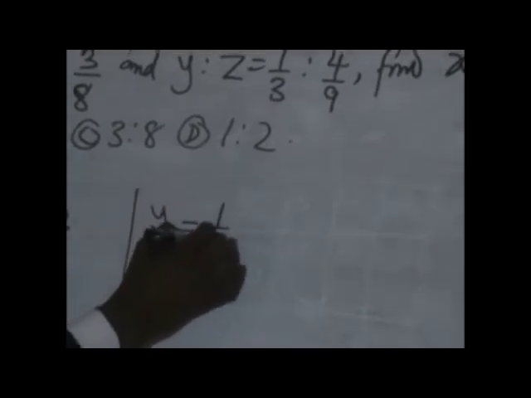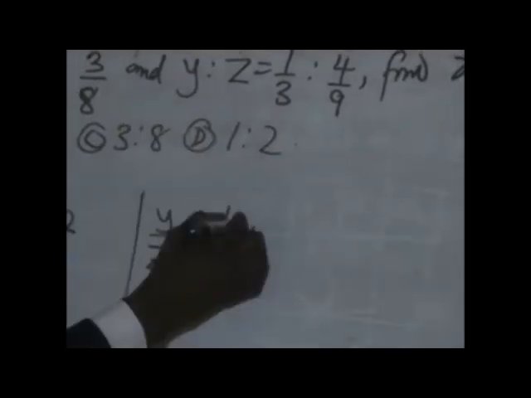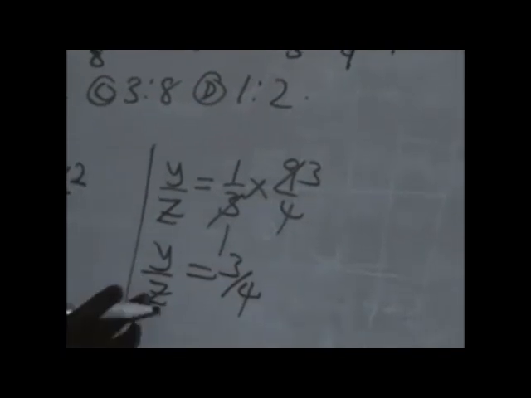Similarly, we do the same for the other one, which says y over z equal to 1 over 3. We invert 4 over 9 to be 9 over 4. 3 here 1, 3 here 3. Okay, so y over z equal to 3 over 4. Alright, we make z the subject of the formula because it's part of the requirements. So z equal to 4y over 3.